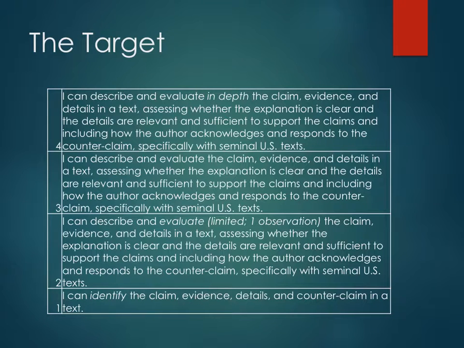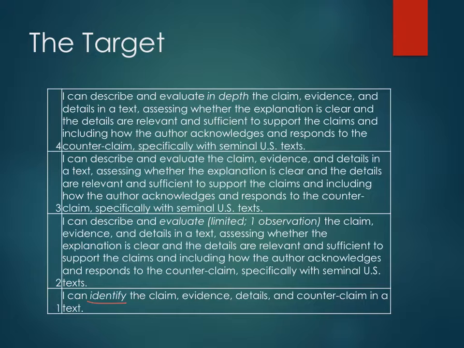And looking at this particular target, we'll start at the 1 level. The 1 level says that you can identify the claim, evidence, details, and counterclaim in a text. The good news is you've already been doing this quite a bit, in particular with RI2, determining claim and evidence. So nothing new there at all. But at the 2 level, we start to add in some new.